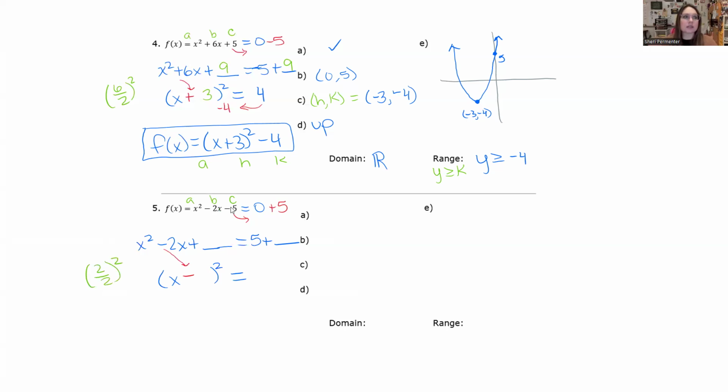I want to see this step. I want to see this little thing somewhere on your paper. It doesn't have to go right here. It could be down here. It could be right here. I just need to see this part. This is side work. What is 2 divided by 2? 1. I put it right here. And then I work my way up to fill in the blanks. 1 squared is what? 1. And I have to add it to both sides.